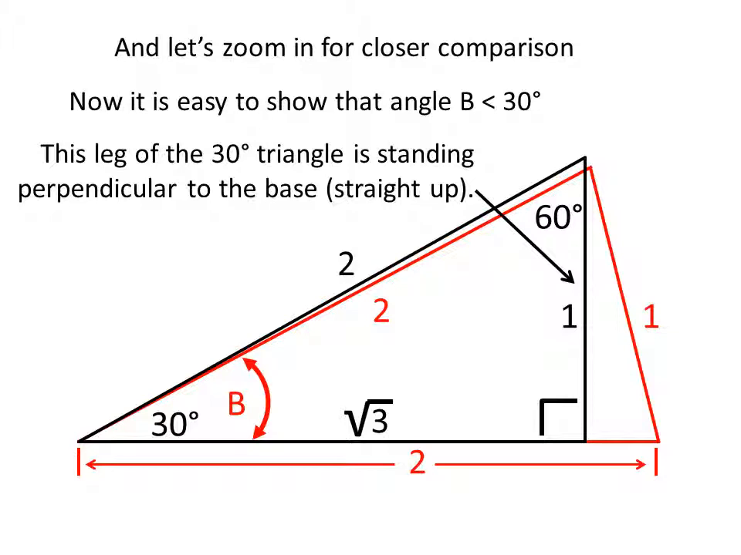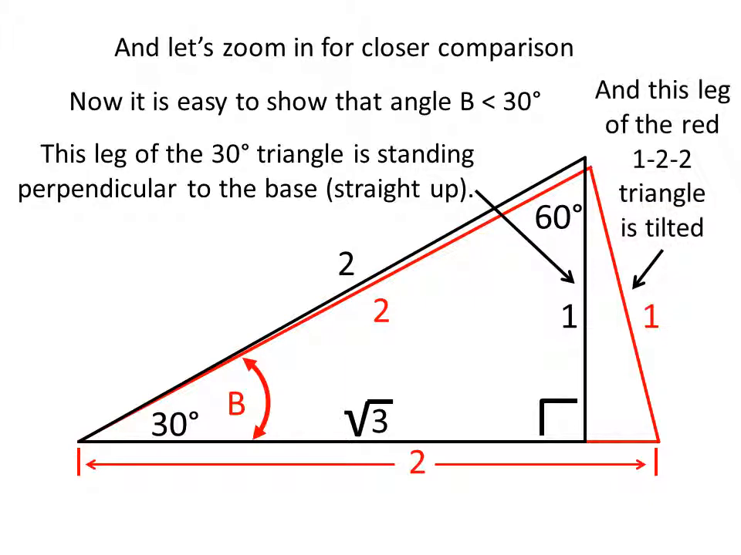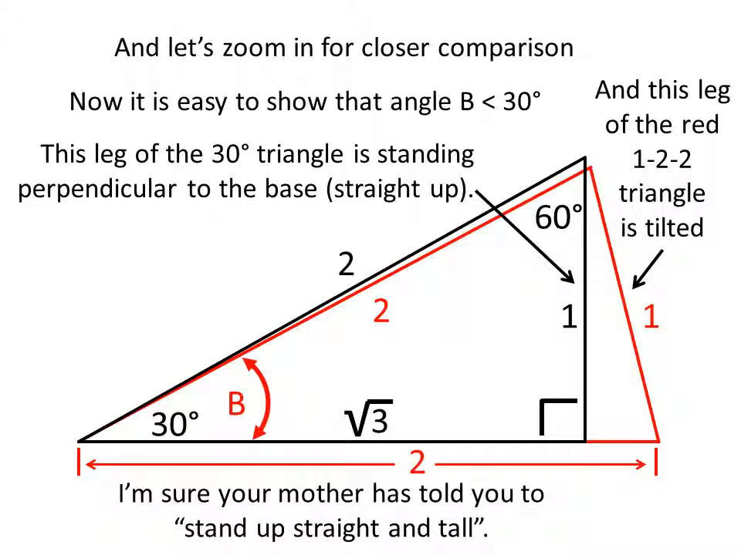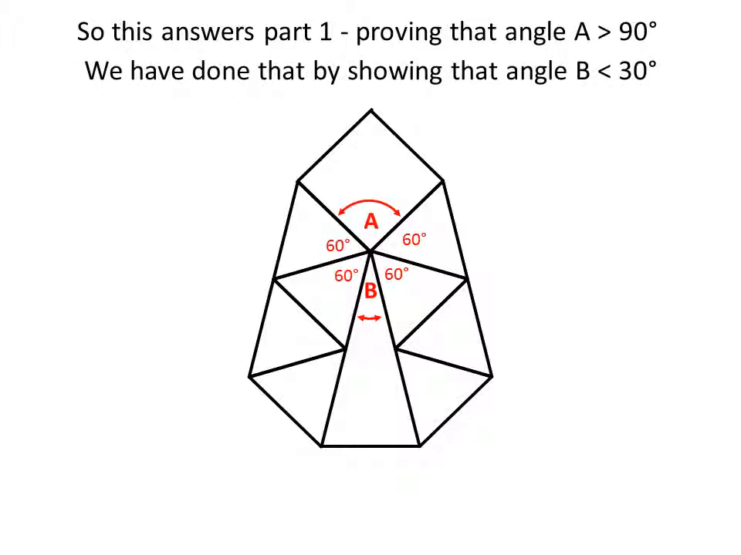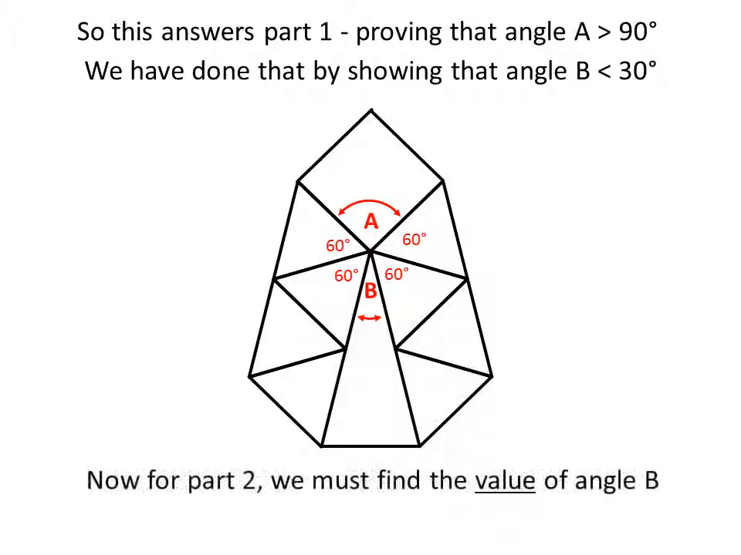Now it is easy to show that angle B is less than 30 degrees. This leg of the 30-degree triangle is standing perpendicular to the base, straight up. And this leg of the red 1, 2, 2 triangle is tilted. I'm sure your mother has told you to stand up straight and tall. So this answers part 1, proving that angle A is greater than 90 degrees. We have done that by showing that angle B is less than 30 degrees.